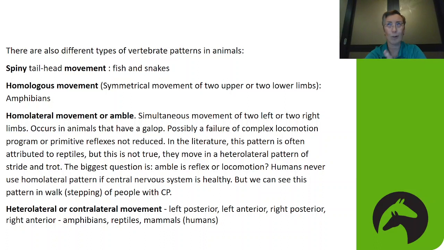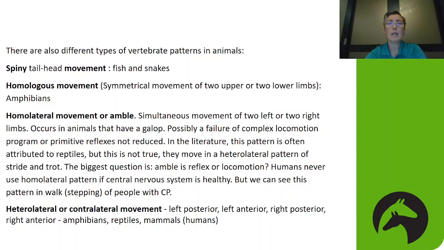Sorry for my English, and maybe the word amble is not exact. I mean by this word, because in Russian we have only one word, and in English I found many different words which are describing this pattern of walk. I mean simultaneous movement of two left or two right limbs. Two left together and two right together.